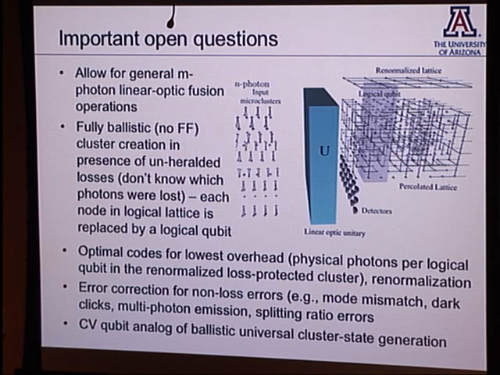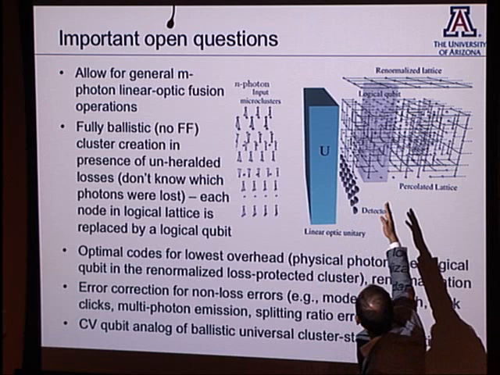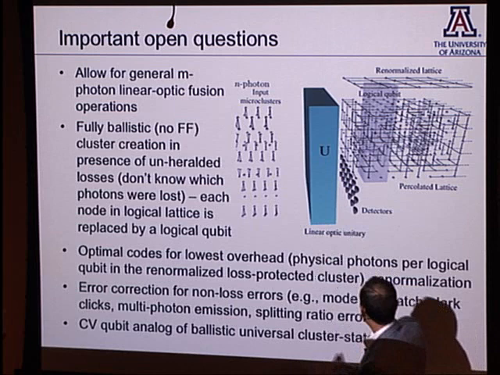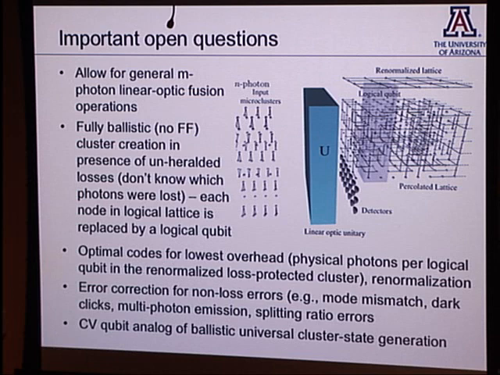So I'm not going to go through the open problems in detail, but as I said, error correction is needed for both loss errors that happen after the creation of the cluster, as well as non-loss errors like mode mismatch in the beam splitters that go into that circuit, dark clicks of the detectors, multi-photon emission of the sources, and splitting ratio errors in the individual beam splitters that go into the circuits. All of them, you have to correct for them. And in our group, we are looking at a continuous variable extension of this idea that would use squeezed states and photon detection, which we are very excited about.